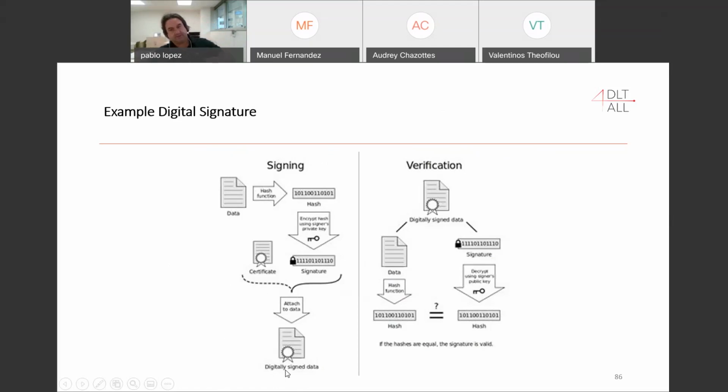And then we have the verification. That means the bottom-up process. For digitally signed data, we have the signature and we have the data. The data is represented by a hash function, and the signature will show if we have the same hash. That's how we decrypt. That is how we verify if this document is the document that we have signed.